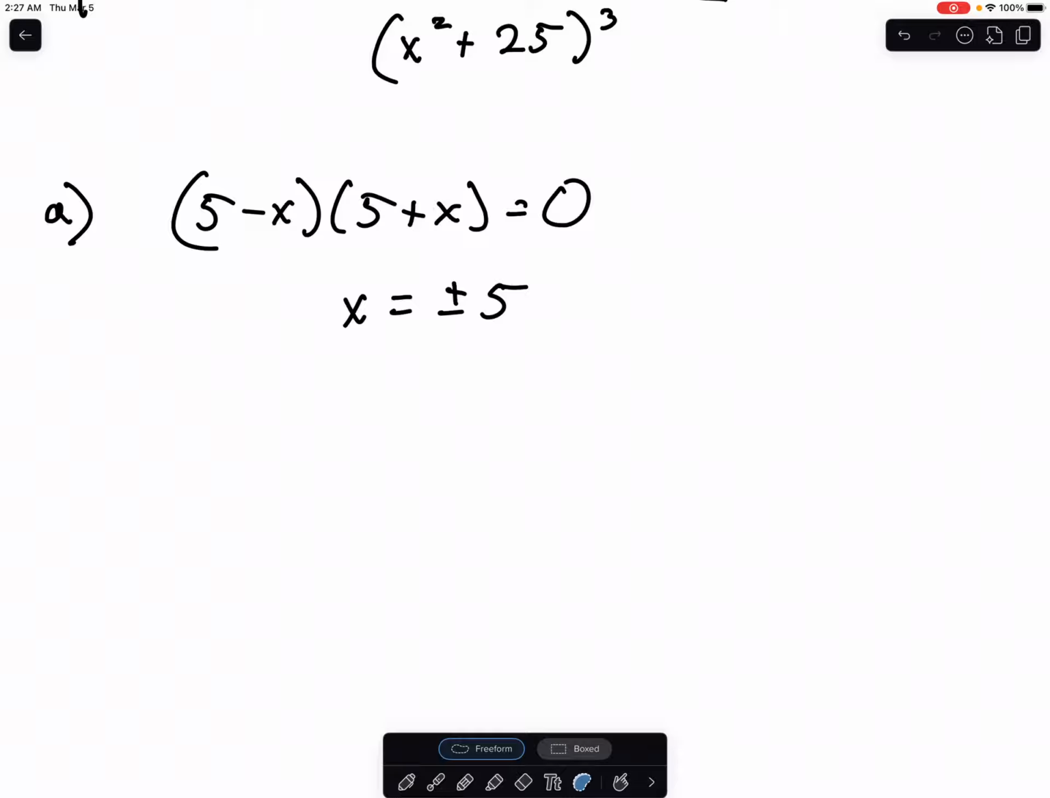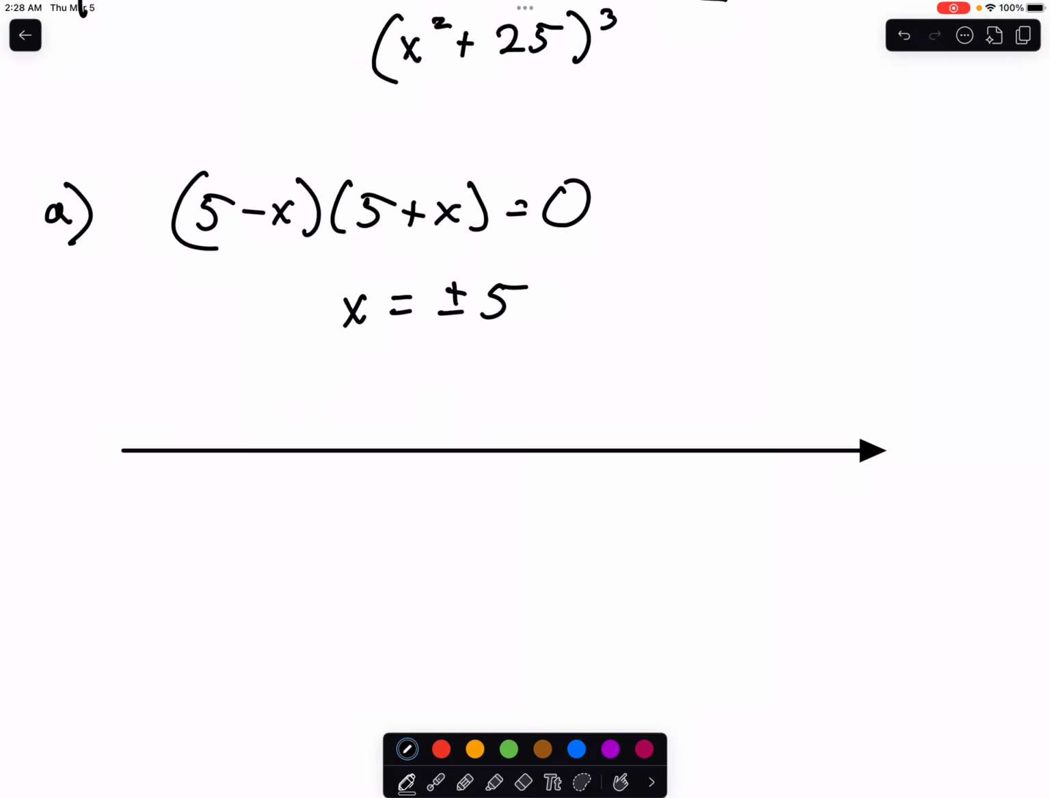So then we need to see, okay, are those like local max or local mins? So let's go to our number line. Say this is our positive x.